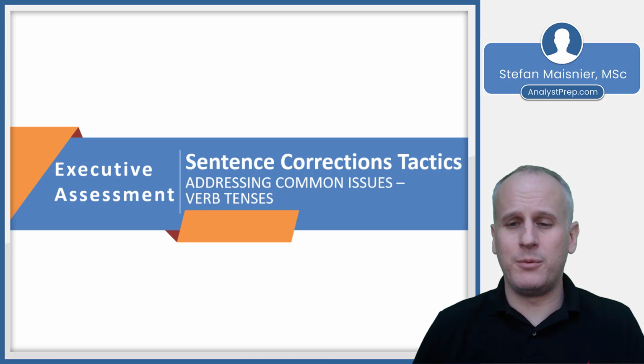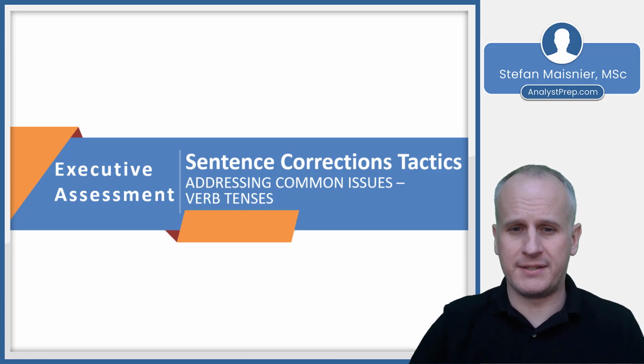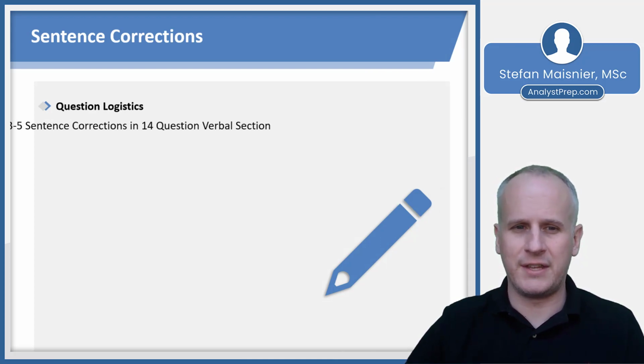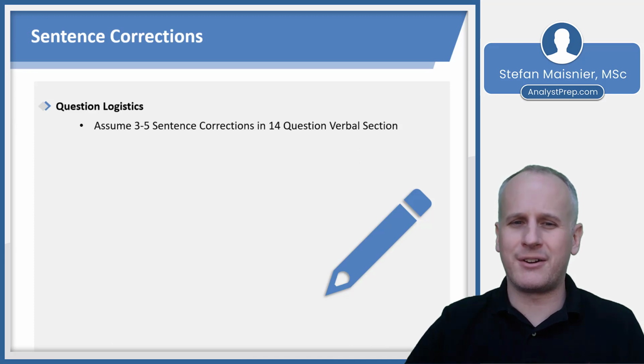In this lesson, we'll be talking about another one of the common issues you'll encounter in sentence correction problems on the Executive Assessment, verb tenses. Now, before we go into verb tenses specifically, let's just talk about the question logistics for sentence corrections on the EA. First, remember that there are going to be assumed 3 to 5 sentence corrections in each 14-question verbal section.